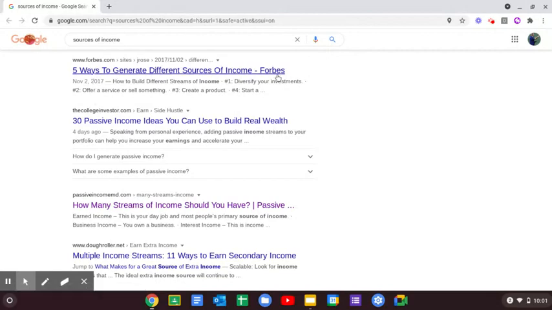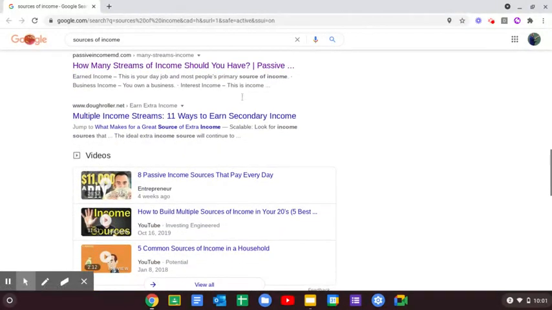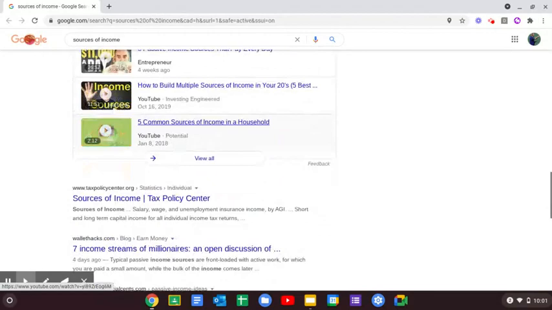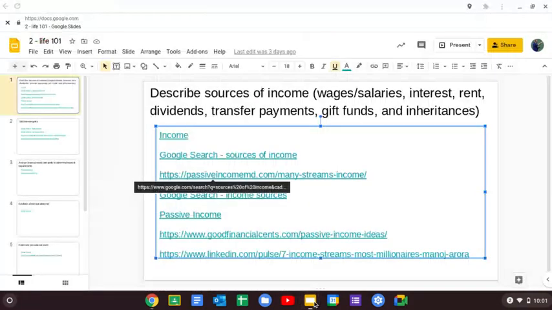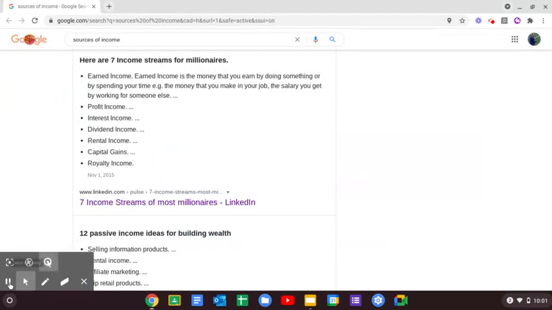5 ways to generate different sources of income. So there's a lot of ways to go about trying to get money in. And it's not always just the one that most people think of when we talk about income, which is your wages and salaries. Yeah, I work a job. The people that are making big money, they're doing it a lot of ways. They have a lot of sources of income coming into them.